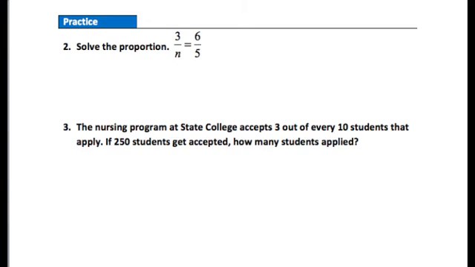Okay, question 2. Solve the proportion 3 over n equals 6 over 5. Okay, so we're just going to look at the cross products here. 3 times 5 is going to give us 15. N times 6, we'll write that as 6n. Okay, now I want to solve for n, so I would divide by 6, divide by 6. And so we're going to get a fraction here. So 6n divided by 6 is going to leave us with n.